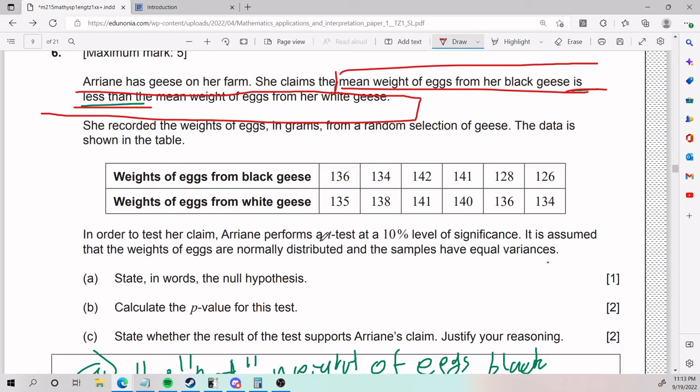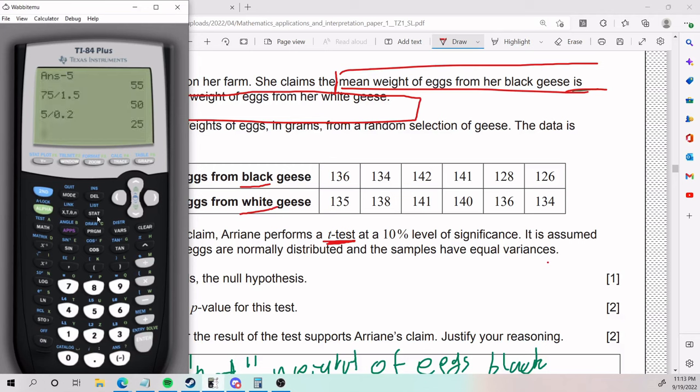So Ariane is doing a t-test, cierto? Now, this is a t-test for weights of x from black geese and weights of x from white geese, cierto? And so you have to ask yourself, how many sample sizes do I have? I have two, right? I have the ones from black and the ones from white. So when you pull up your calculator and you go to stat test, t-test, a lot of people click t-test right away. But careful, man. This is a two-sample t-test. See, so take a moment, think about it, and really approach this slowly.